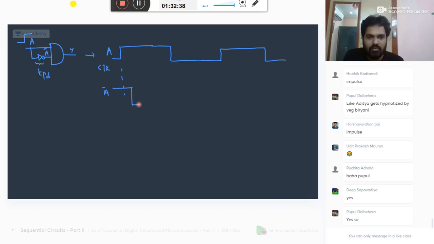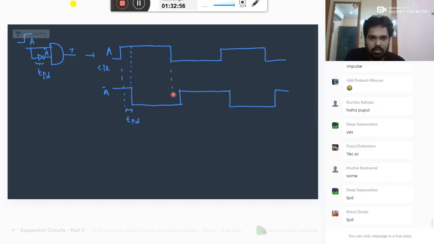After TPD, your 1 will become 0. After TPD, your 0 will become 1. After TPD only. This is just having some delay. How much delay is there? TPD. So your desired output will come after TPD. Now listen here. What is your output? Y is the multiplication of these two. What is the multiplication of these two? It is a 0, and for some time you are getting this one.